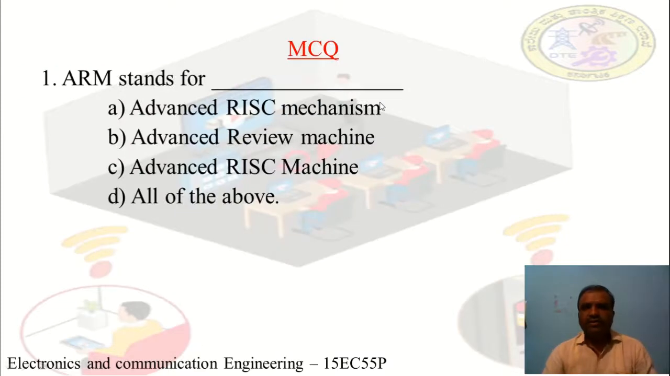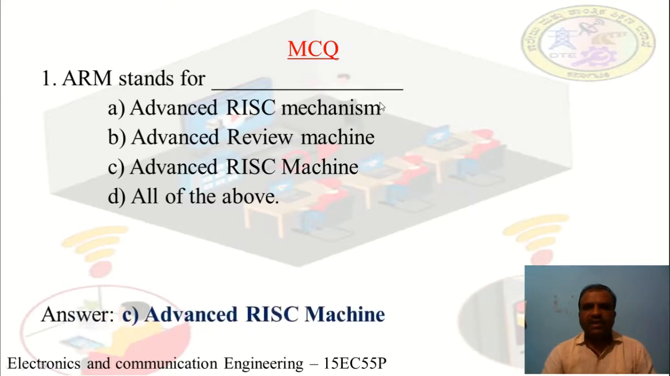Next we'll see some of the multiple choice questions related to this session. First one, ARM stands for option A, Advanced Risk Mechanism, option B, Advanced Review Machine, option C, Advanced Risk Machine, option D, all of the above. And the correct answer is ARM stands for Advanced Risk Machine.